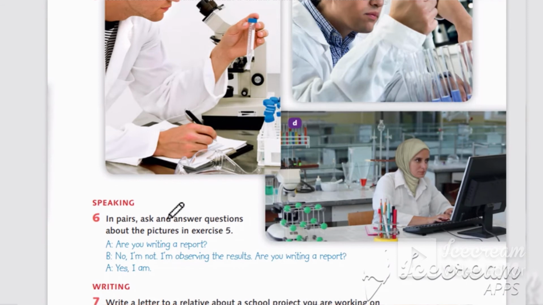Now, in pairs, ask and answer questions about pictures in exercise 5. اللي هي speaking. Are you writing a report? No, I'm not. I'm observing the result. طبعا أعطيتك أنا الأفعال. فأنت إيش بدك تعمل؟ تسأل. مرة بدنا نجاوب بيس أو مرة بدنا نجاوب بنو. نحط جملة خطأ ونجاوب فيها بنو أو بيس. تمام؟ Are you writing a report? Yes, I am. تمام؟ Now, you have to think about these pictures and try to make a conversation between A and B, between the pictures and so on. Okay?